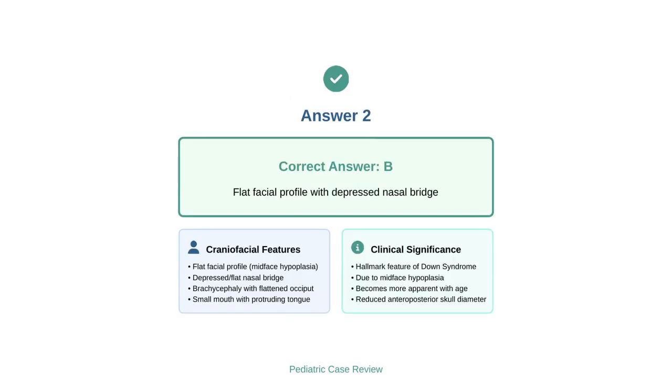Down syndrome patients characteristically have a flat facial profile due to mid-face hypoplasia, combined with a depressed or flat nasal bridge. Additional craniofacial features include brachycephaly with flattened occiput, small mouth that may cause relative tongue protrusion, and overall reduced anteroposterior diameter of the skull. These features become more apparent with age.